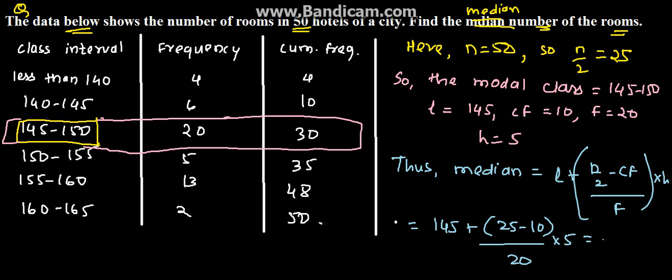So this comes to 148.75. Therefore we can say 148.75 is the required median, which is the solution for the given problem.